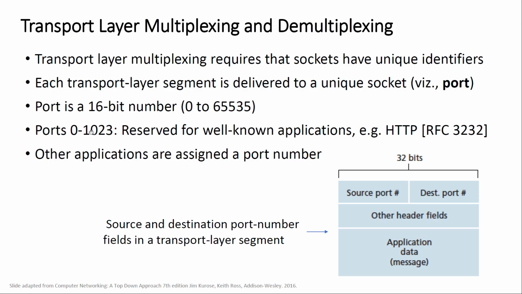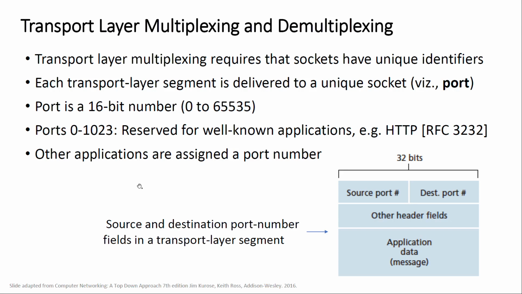But first ports from 0 to 1023, so 2 to the 10 actually, are reserved for well-known applications, for example HTTP and so on. We already talked about a few ports that are known, but you can see a full list on the internet. Other applications are assigned a port number, which would be larger than 1023.